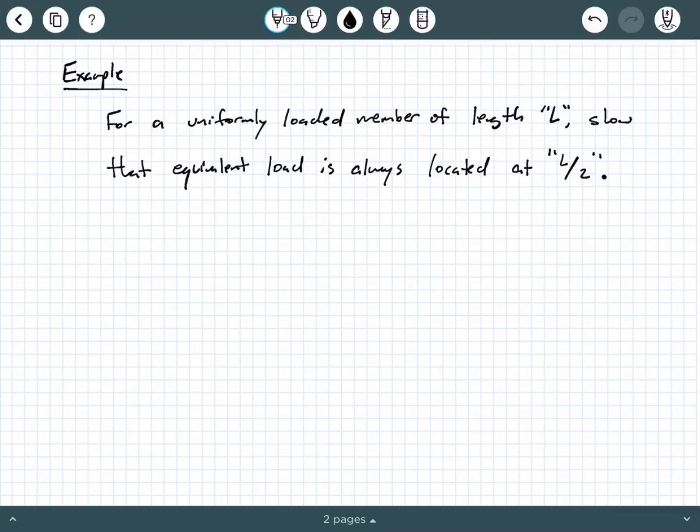Okay, in this example, we're given a uniformly loaded member with a length L, and we're being asked to show that the equivalent load is always located at L over 2. Okay, so let's take a look at this.